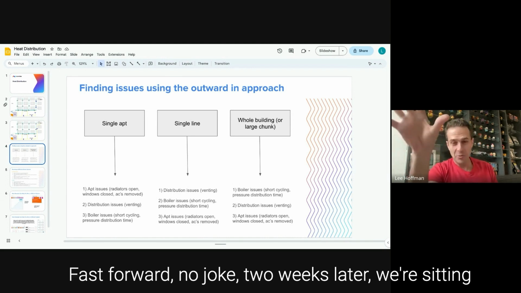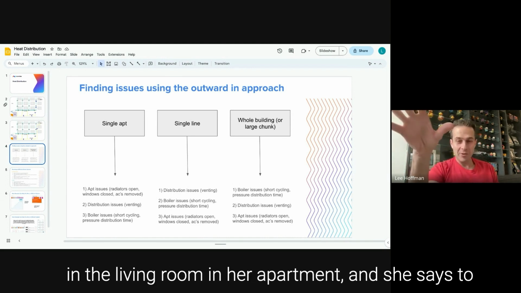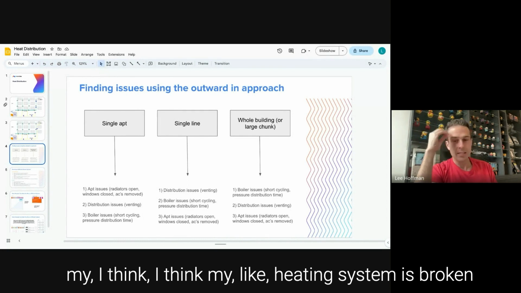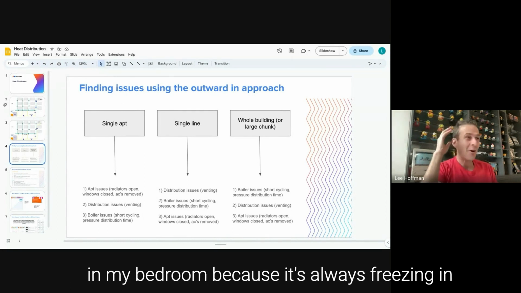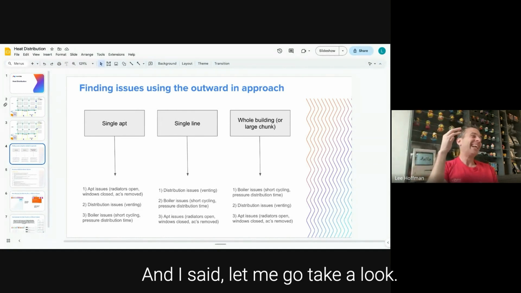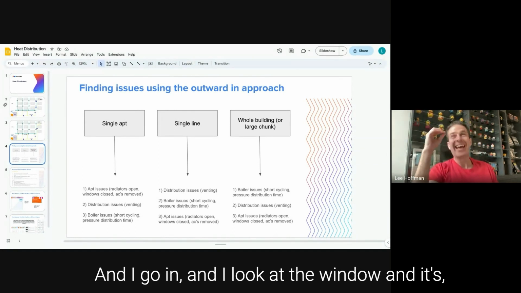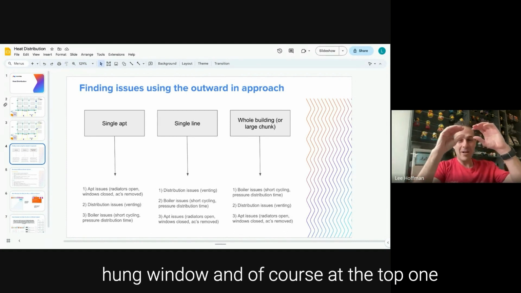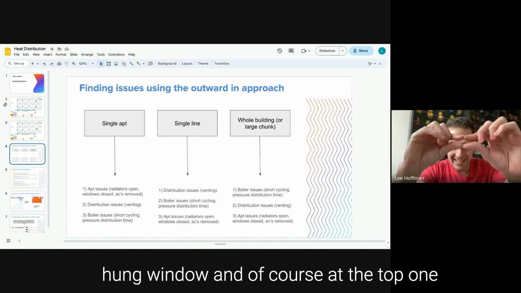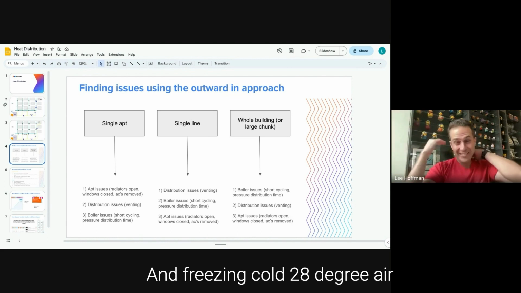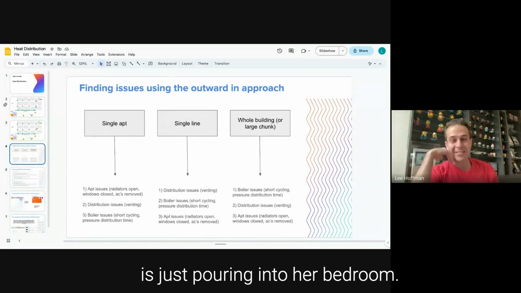Fast forward, no joke, 2 weeks later, we're sitting in the living room in her apartment, and she says to me, I got to call the building because I think my heating system is broken in my bedroom because it's always freezing in my bedroom and it's so warm in the living room. And I said, let me go take a look. I go in and look at the window, and it's a typical double pane, double hung window. And of course, at the top, 1/8 of an inch, the window is open. And freezing cold 28-degree air is just pouring into her bedroom.